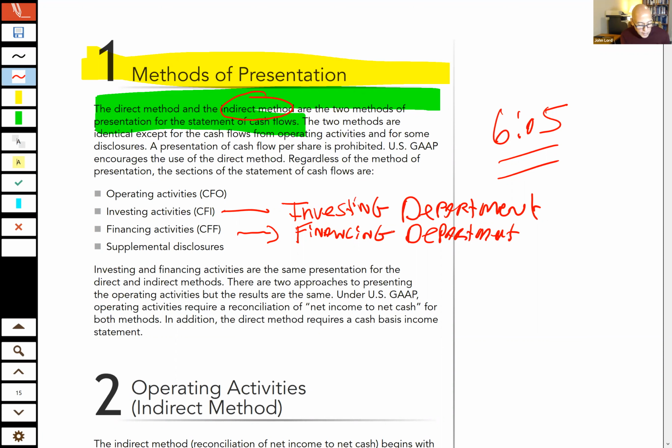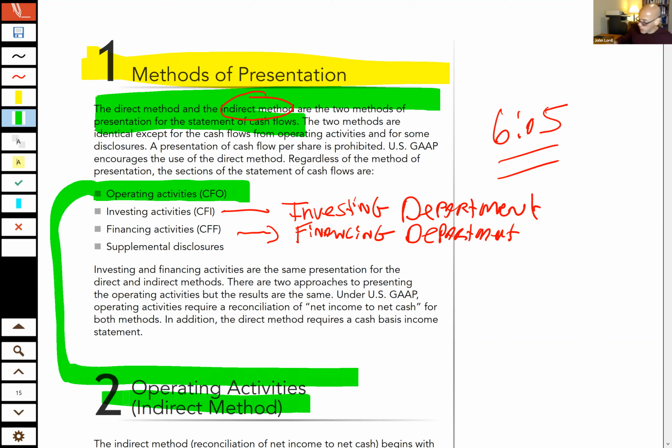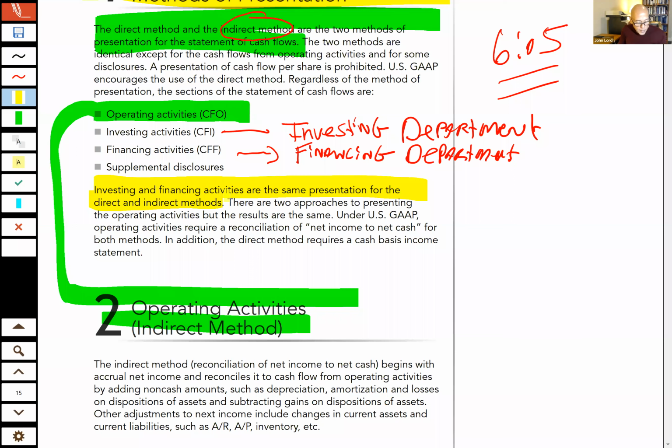So you've got your investing and your financing department. Now, operating activity. Let's look at operating activity, first for the indirect method, and then we'll talk a little bit about the direct. We don't have to separate out the discussion for investing and financing, because it's exactly the same. If you looked at a statement of cash flows prepared under direct versus indirect, the only difference would be how the operating activities section looks. The financing and investing sections and the supplemental disclosures would be identical for the two methods.